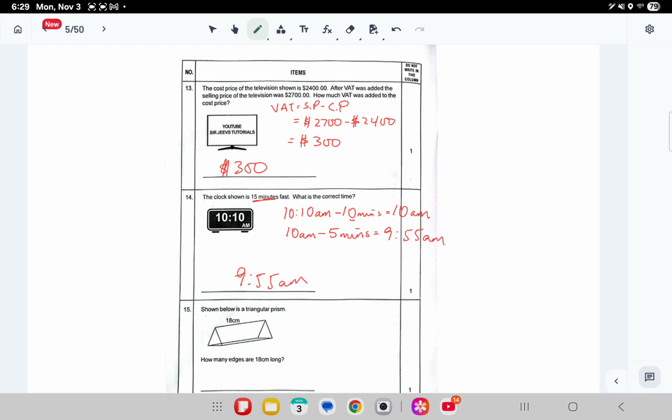Shown below is a triangular prism. How many edges are 18 centimeters long? So we know it would be 1, 2, and the one in front here 3. So the answer is 3.